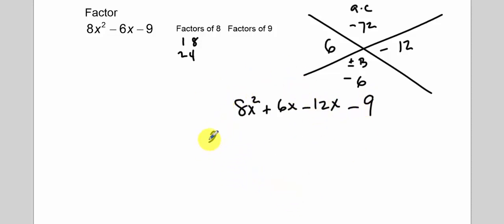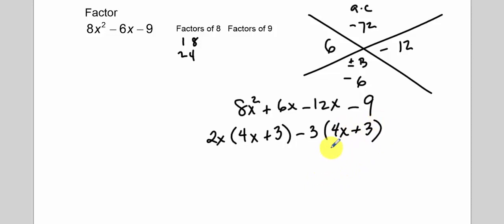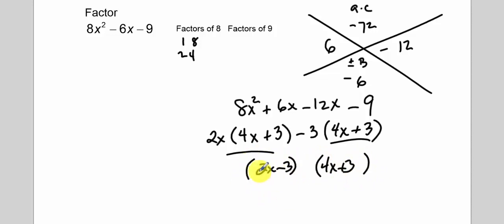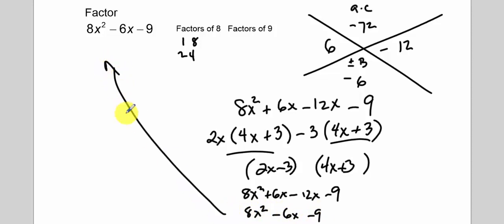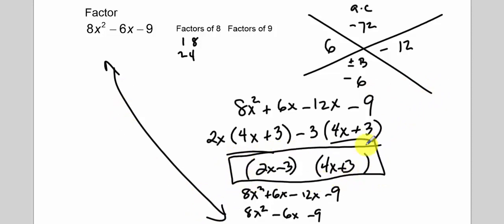Again, I notice I have a 2x in common here, leaving me with a 4x plus 3. I'll pull out a negative 3 here, leaving me with a 4x plus 3. 4x plus 3 is in common, and I'm left with that 2x minus 3 here. If you FOIL this out, there's my 8x squared plus 6x minus 12x minus 9, which gets me 8x squared minus 6x minus 9, which is exactly what I wanted to get. So my factoring is right here.